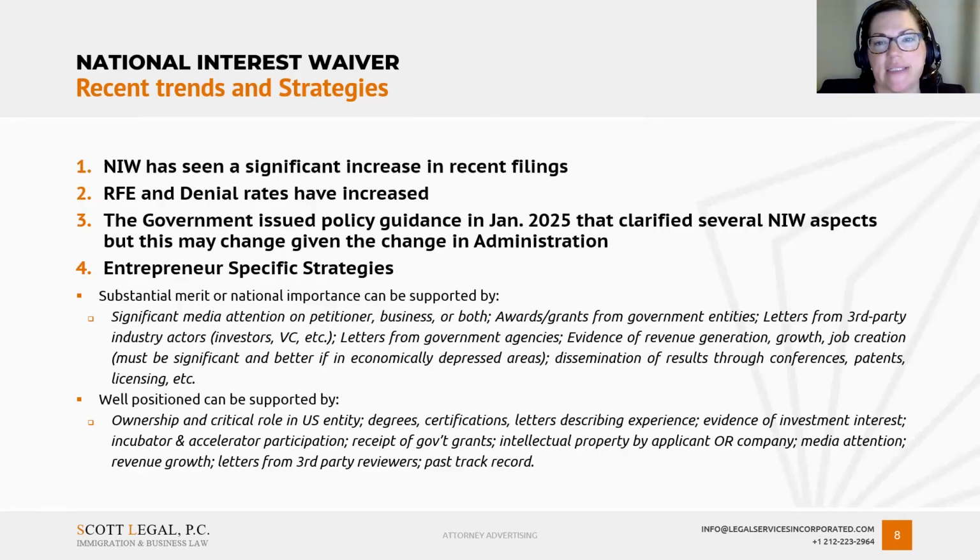Our sense is that USCIS has been scrutinizing the NIW submissions more closely, particularly when it comes to that national importance requirement. Just as another example of how the petitions are being treated, in 2025 quarter three, the approval rate was 53%. And then quarter four, it dropped to 36%. So you can see just based on the numbers a little bit how the cases are being treated.